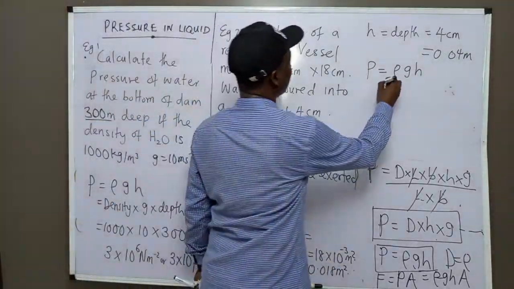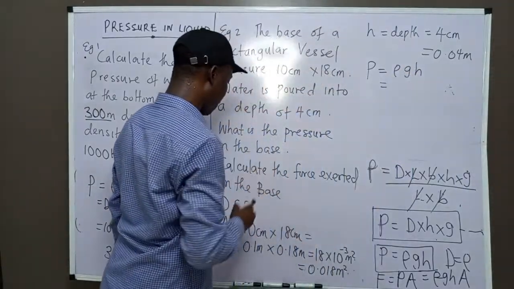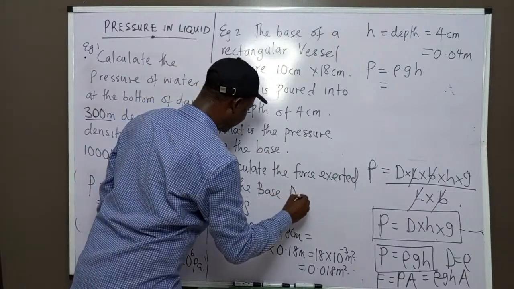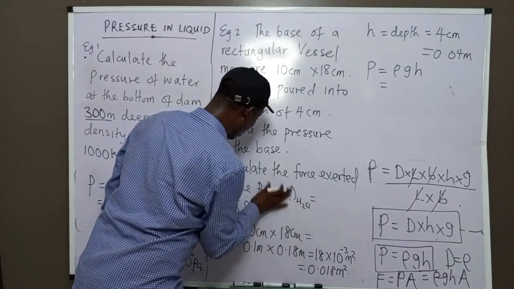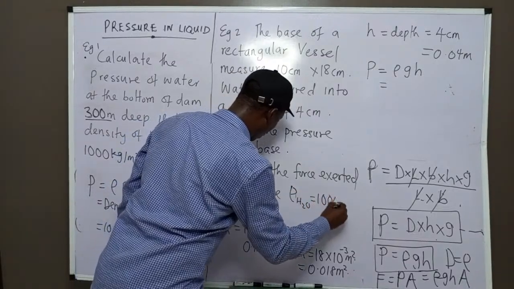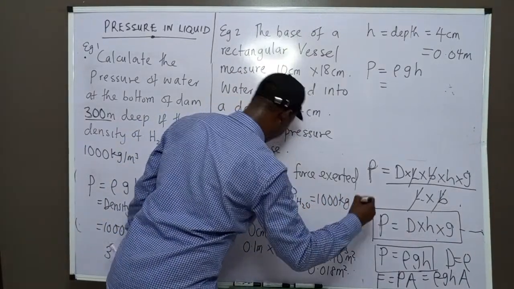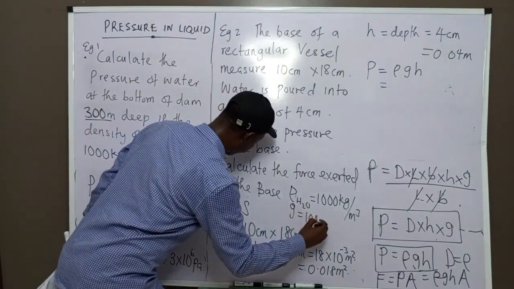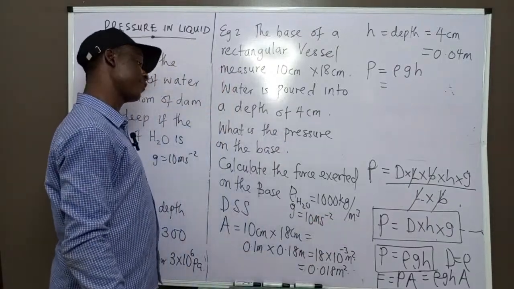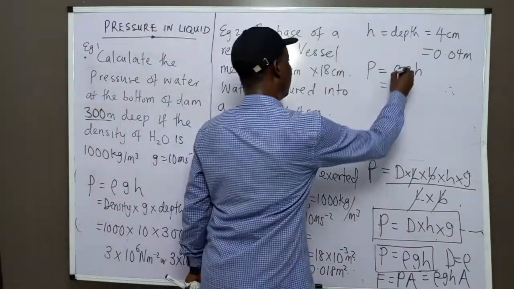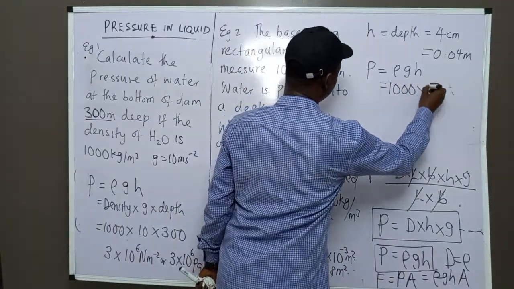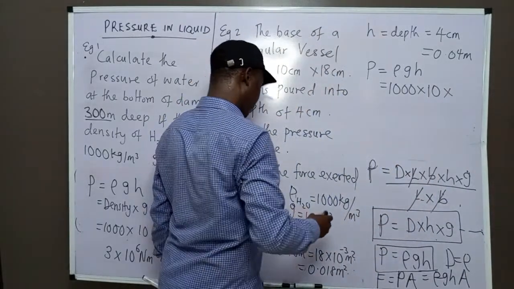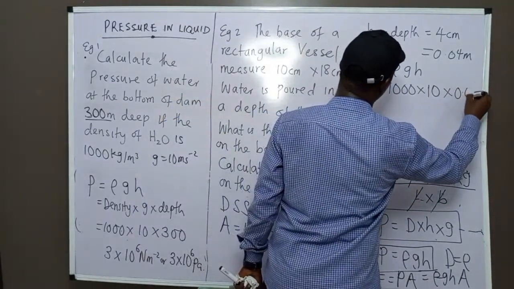Now, the pressure at the base is what? Well, what is the density there? The density of water, they didn't give us, but you can take the rho of water to be 1,000 kilograms per meter cube. Then the gravity is 10 meter per second square. So that's why we have to convert to standard unit so that we can solve. Now density is 1,000 times gravity 10 times our height, which is 0.04.